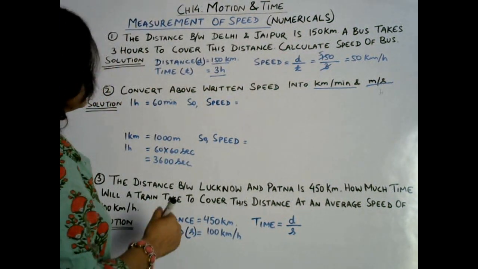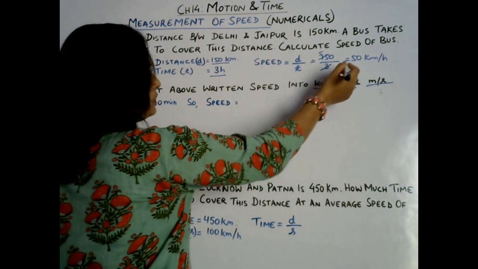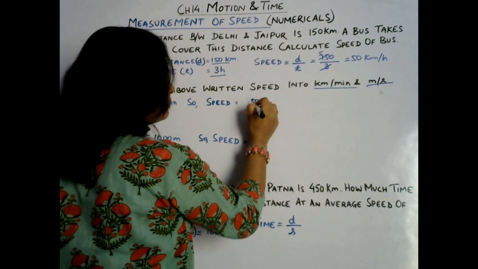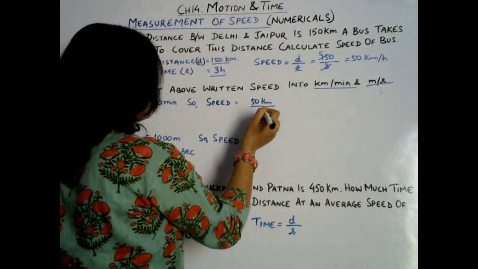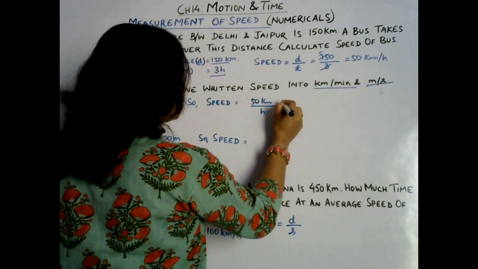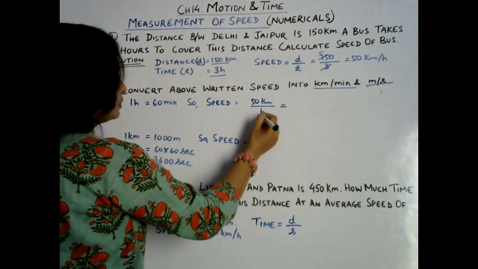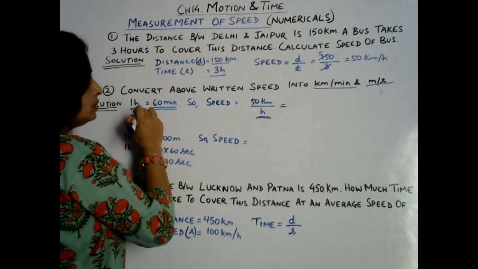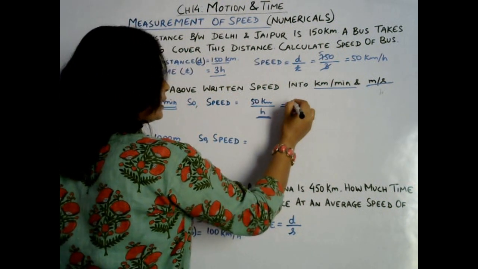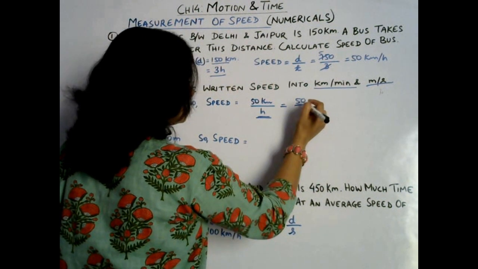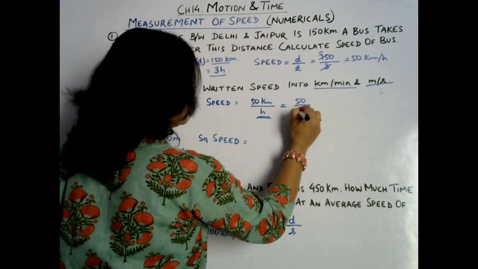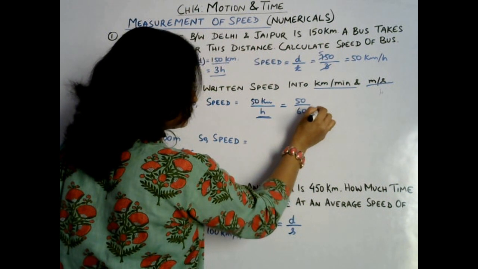Okay. So what speed do we have? It is 50 km per hour. So in 1 hour, how many minutes? It is 60 minutes. So let us write here the value of hour into minute. It is 60 minutes. Okay.